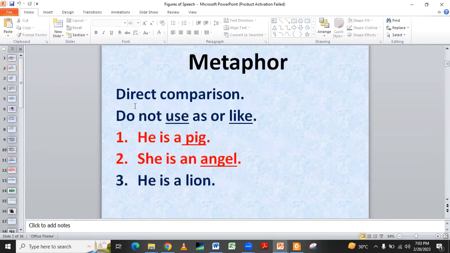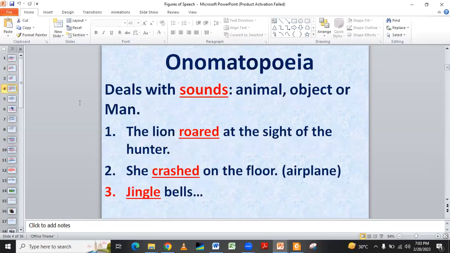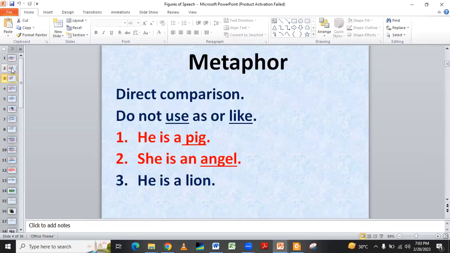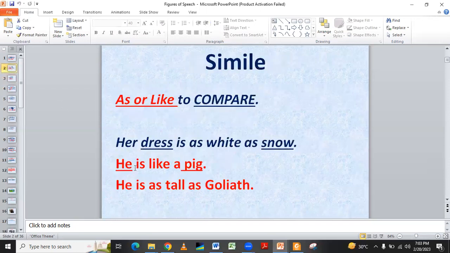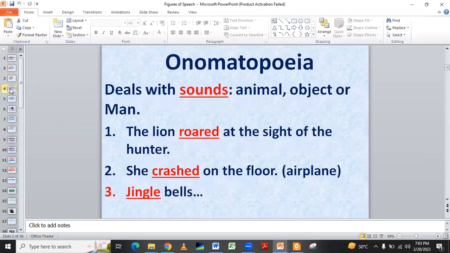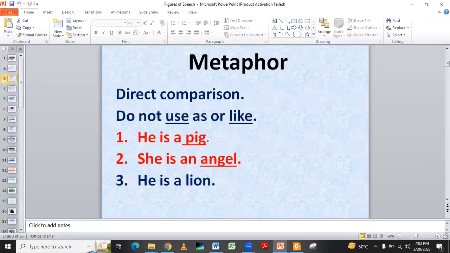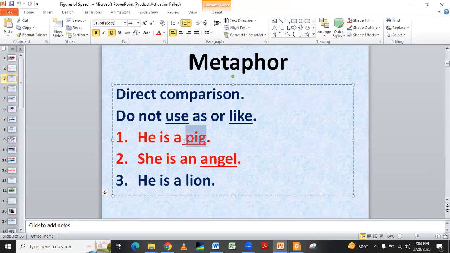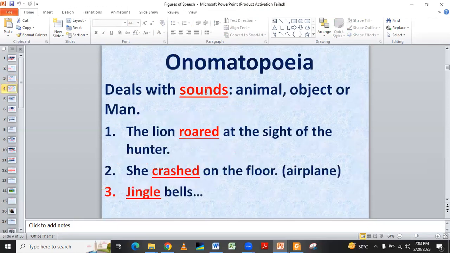2, metaphor. Metaphor, you do not use as or like. So instead of saying it's like a pig, you just go straight to say he's a pig. Okay? She's like an angel. He is as brave as a lion. You just go straight to say he is a lion. That is metaphor for you.